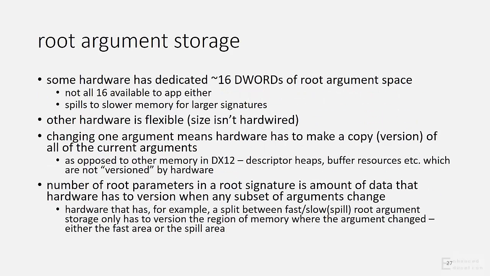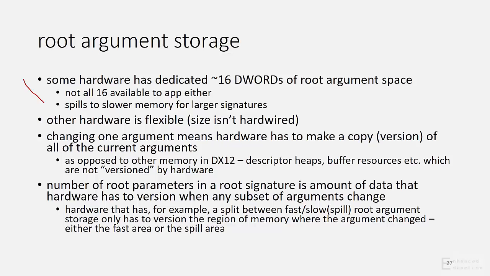Let's talk about how root arguments are stored. On some hardware, there's actually dedicated space for storing root arguments that's very close to shaders. You could think of them like being shader registers. There's about 16 DWORDs, at least on current hardware. But it turns out not all of those 16 DWORDs are available to the app directly, because the hardware has to use some of the space for its own internal purposes.